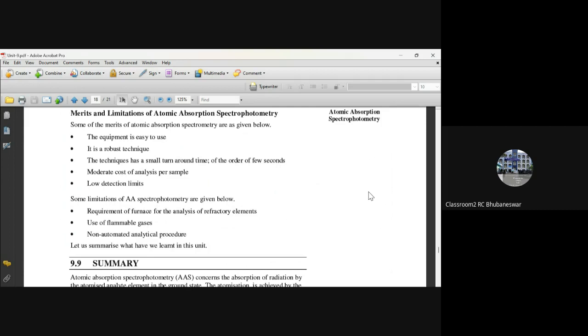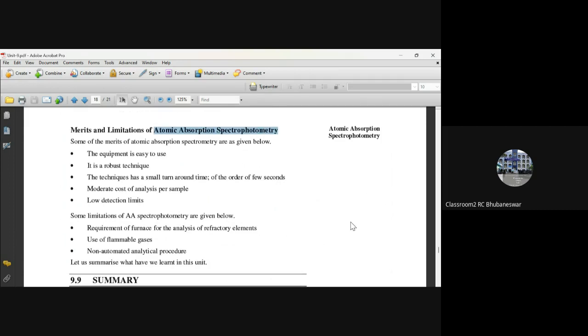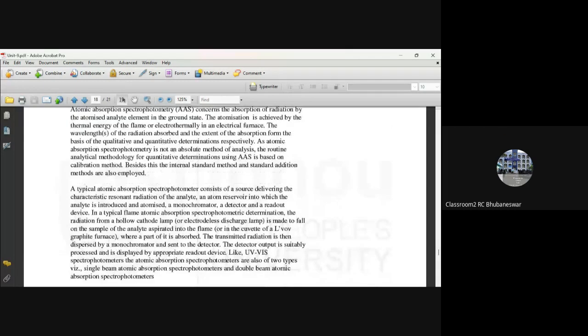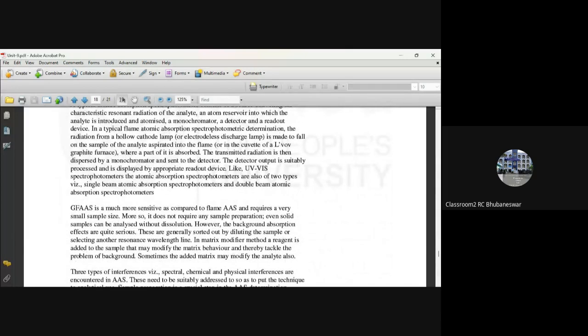So, merits and limitations of atomic absorption spectrometry. Some of the merits: the equipment is very easy to use. How easy? It's also typical, because your sampling method is very tedious, but it may be easy once we do the experiment. We'll come to know. It is a robust technique, with a small run time, moderate cost and low detection limit. Coming to the disadvantages: the requirement of a furnace for the analysis of refractory elements, use of flammable gases, and non-automated analytical procedures. So now we came to the summary. Here is the time, just 5 minutes for the discussion.